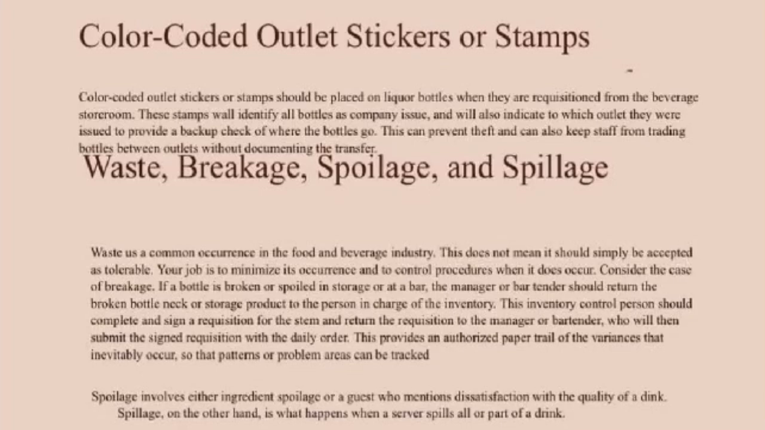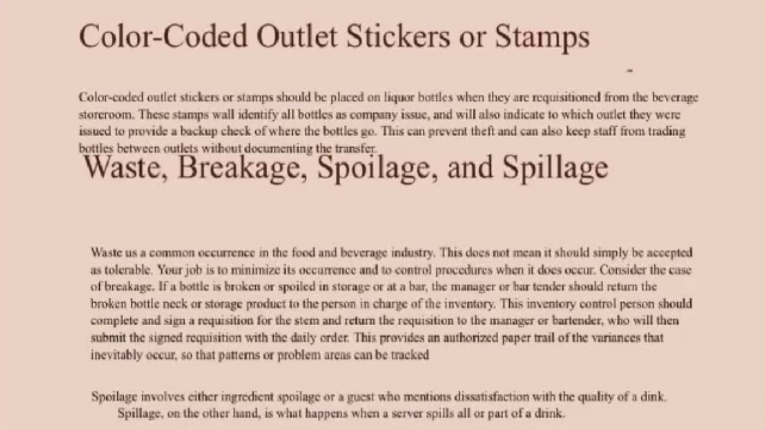So breakage: if a bottle breaks or spoils, the manager or bartender returns the broken or spoiled item or a relevant part, like the bottleneck, to the inventory control person. This person completes and signs a requisition for replacement, creating a paper trail. And third is spoilage. This refers to either spoiled ingredients or customer complaints about drink quality.